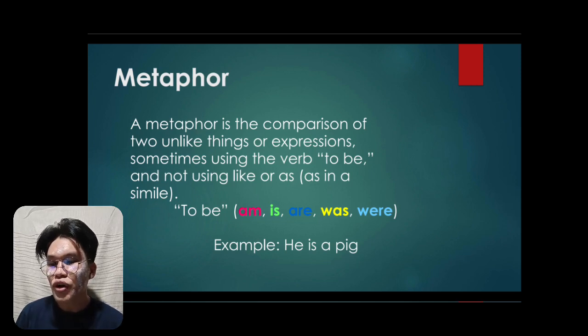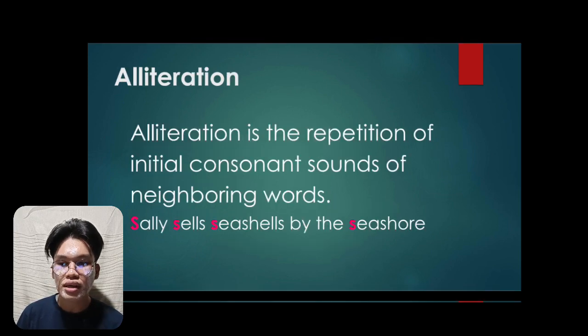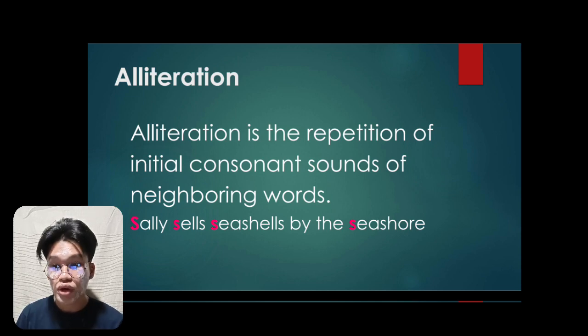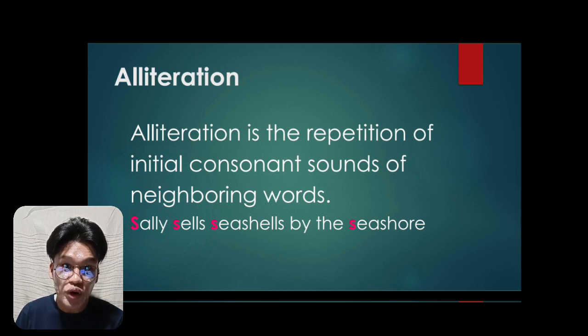Okay. The third one we have there is alliteration. Now, alliteration is the repetition of initial consonant sounds of neighboring words. So in other terms, we can call this somehow tongue twister. So we have there an example. Sally sells seashells by the seashore. So that's a famous tongue twister, right?